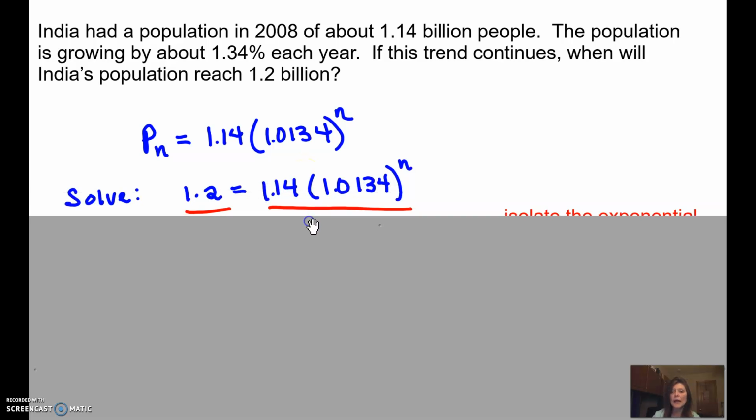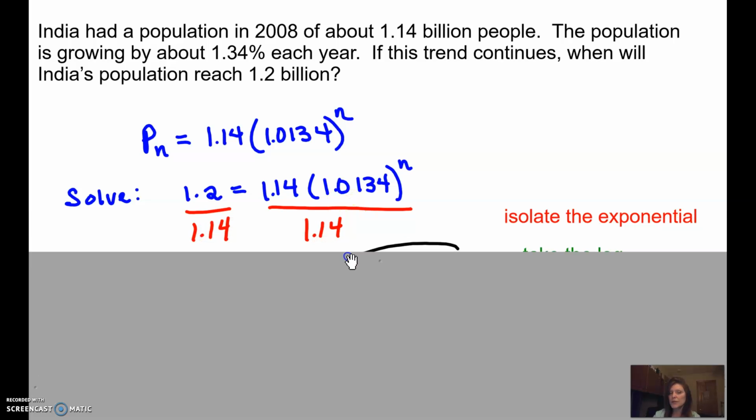They want to know when is that going to equal 1.2. So we're finding the n, they're giving me the P. So here's my equation to solve. 1.2 equals 1.14 times the quantity 1.0134 to the n. Our four-step process to solve for that n, we can't divide it away. Exponents are not multiplication. It's a little different. So first thing is I'm going to isolate that number that's being raised to a power.